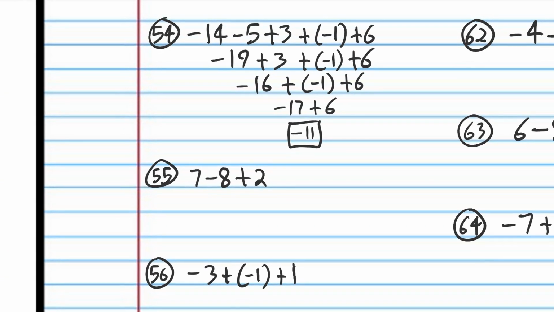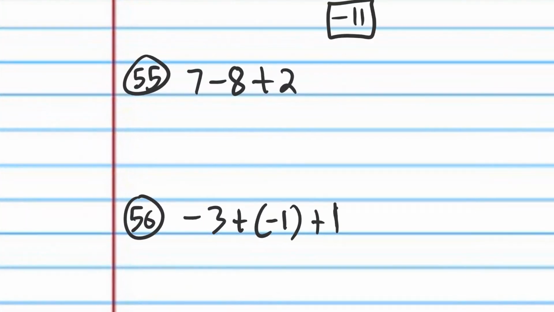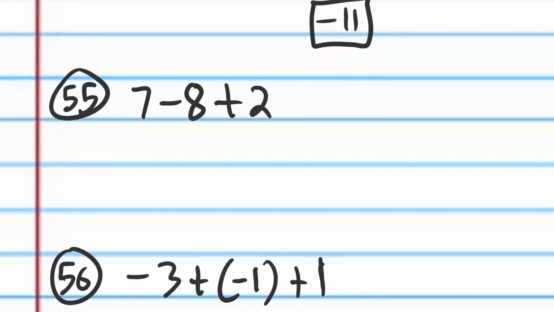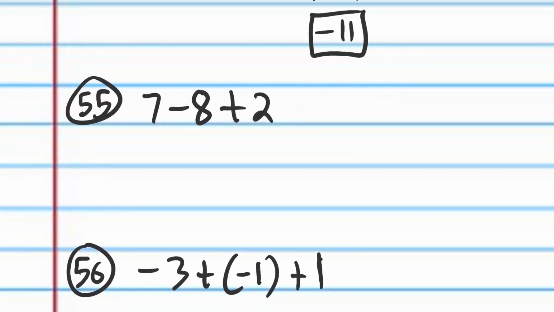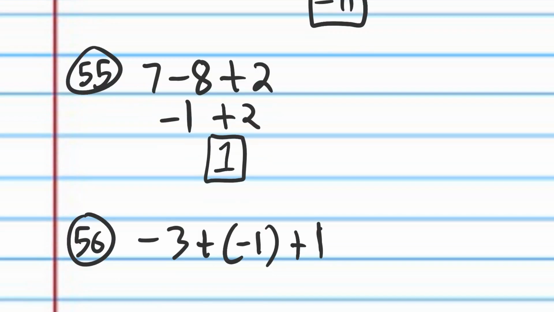All right, so now it's your turn. I want you to try number 55, and when you come back, we'll do it together. So pause the video. All right, we're back. 7 minus 8 is negative 1. Negative 1 plus 2 is 1. So if you got 1, good job. If you didn't get 1, that's okay. Just go back and figure out what you did wrong.